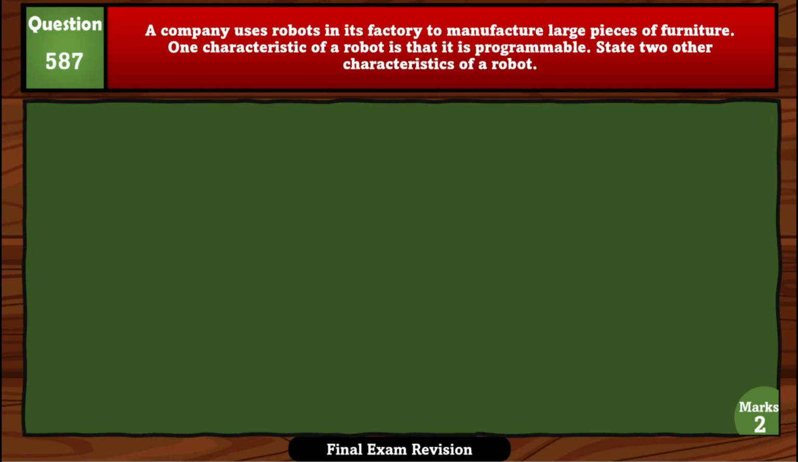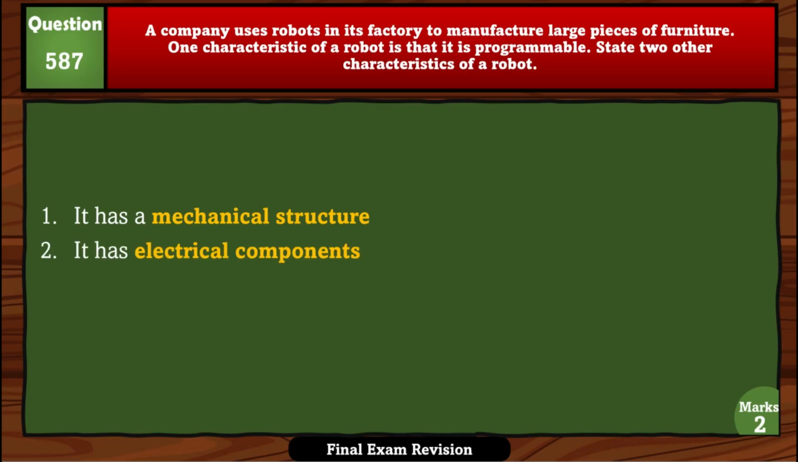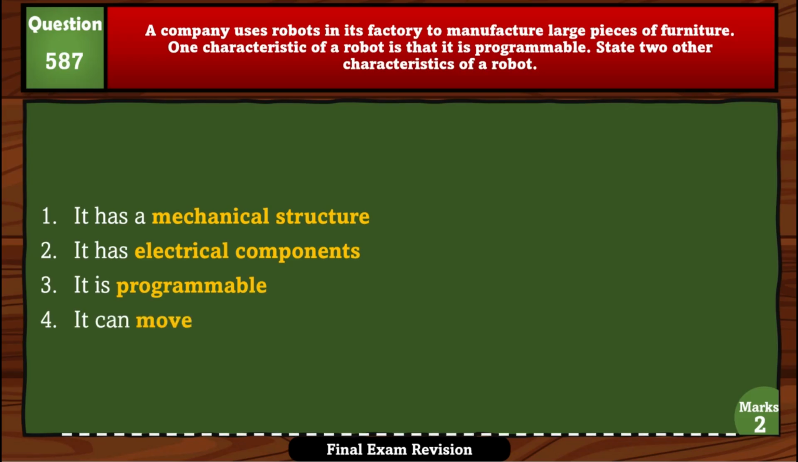Question 587. A company uses robots in its factory to manufacture large pieces of furniture. One characteristic of a robot is that it is programmable. State two other characteristics of a robot. Number one, it has a mechanical structure. Number two, it has electrical components. Number three, it is programmable. And number four, it can move.